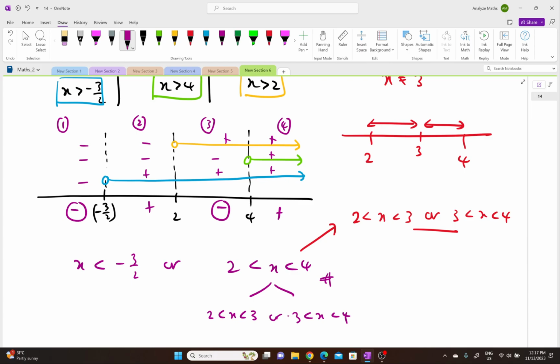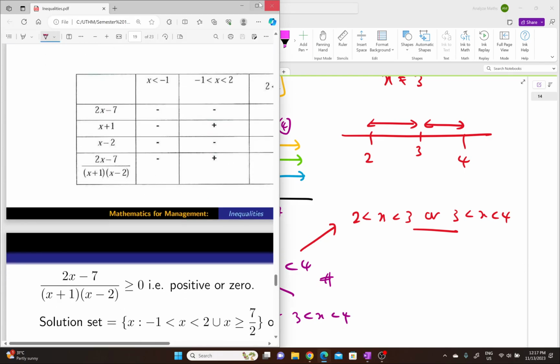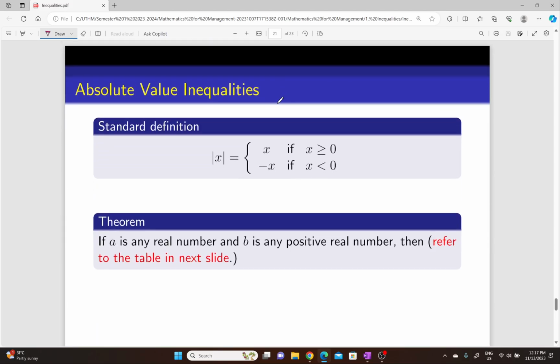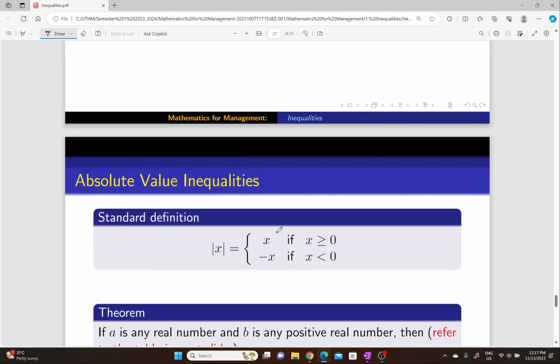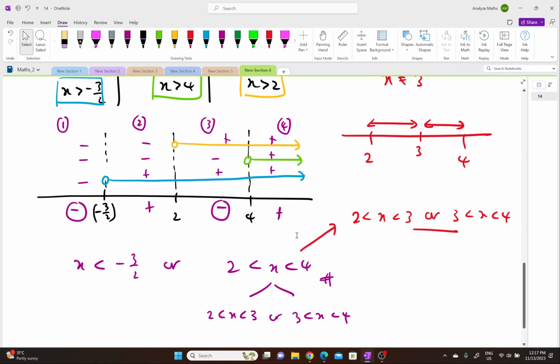Alright, that is regarding rational function. And there's one more here, which is absolute value inequalities. For absolute value inequalities, I will cover in our next video. So for this class, this recording is only up to rational function inequalities. So that's all for today.